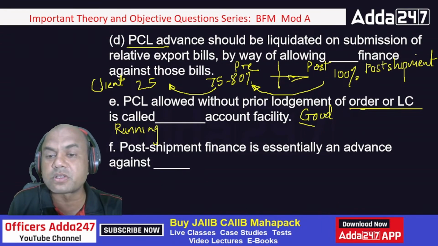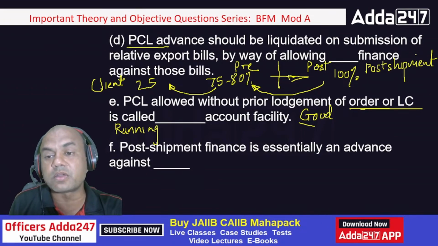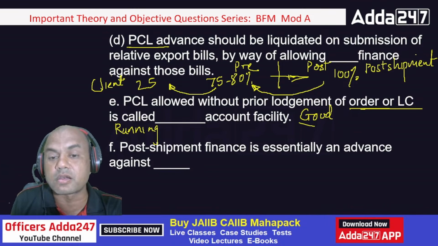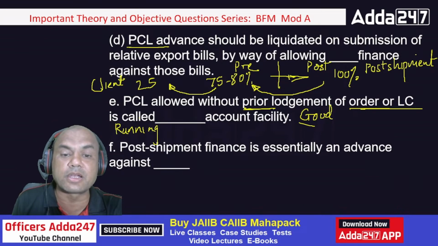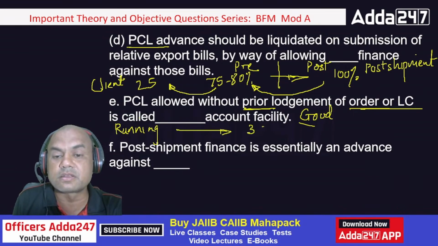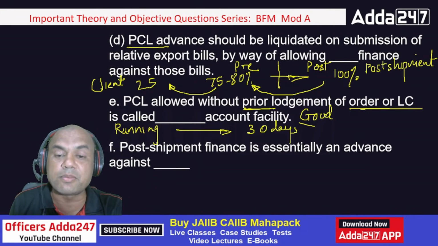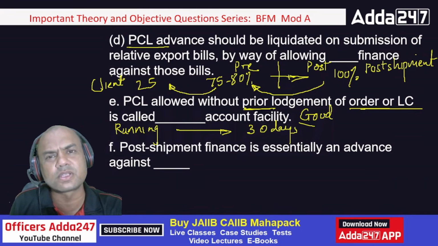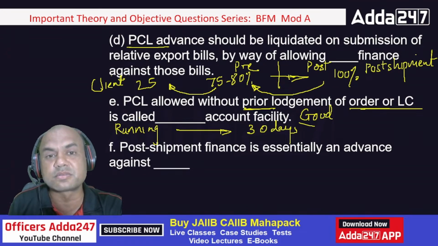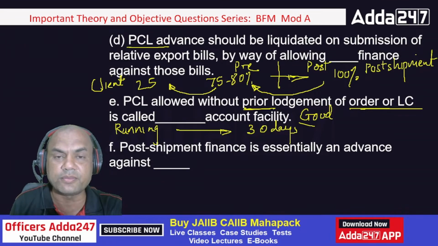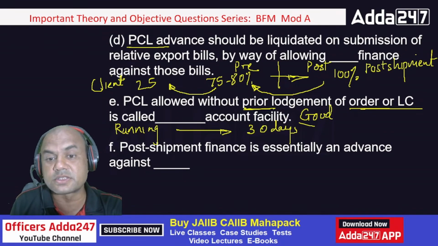See here, without producing the order, I can finance this person. But it doesn't mean that the order is never to be produced. It is called prior. It doesn't mean never, no lodgement. Lodgement has to be done, but that can be done within 30 days of financing. That has to be done. Only for the time being, because the clients are good ones. So these good clients, why should they always be asked to produce these orders, purchase orders or LCs? So that's why it's called running account facility. But there also, within 30 days, the client has to produce it.